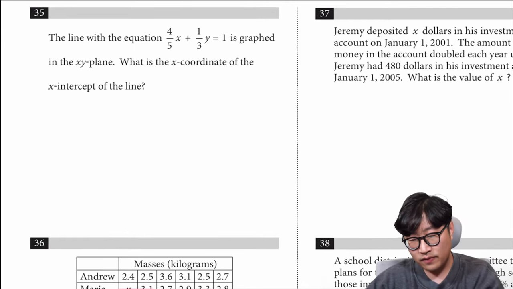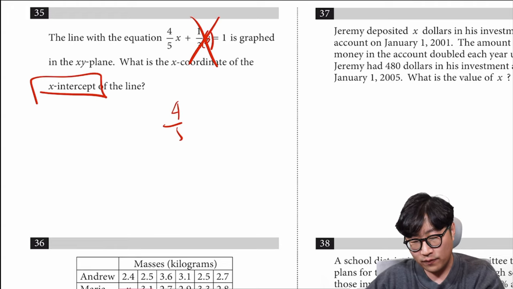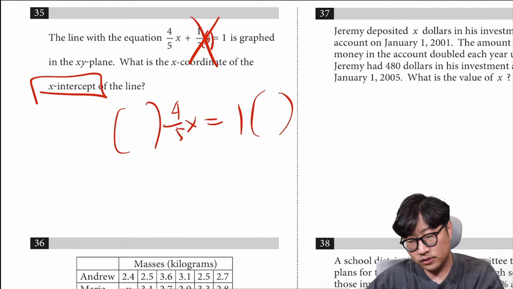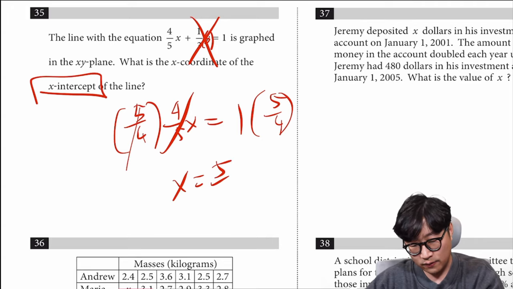Number 35, the line is graphed. What is the x-intercept? Set y is equal to 0. Boom, and that just goes away. 4/5 x is equal to 1. Multiply both sides by 5 over 4. And there you have it. x is equal to 5 over 4. Easy.